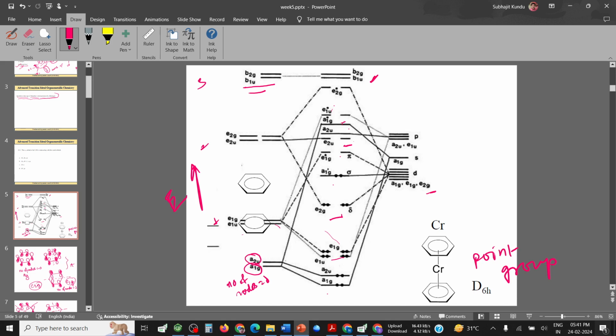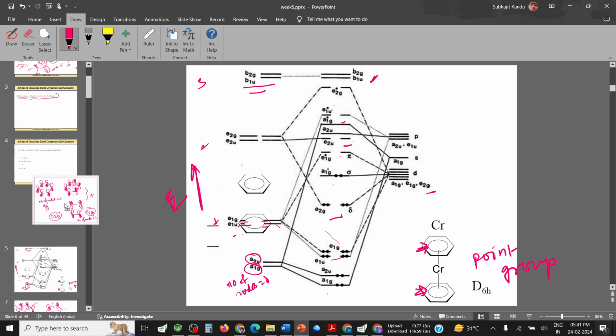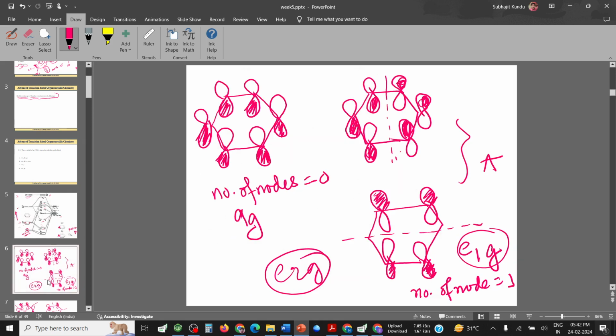This is the molecular orbital diagram for the arene system. Here we are considering the 4 orbital for the E set and the 2 orbital for the A1 set and B1 set, because we are considering the 2 arene ligands for the one metal arene complex. That's why we are considering the 2 orbital, as I have already discussed.